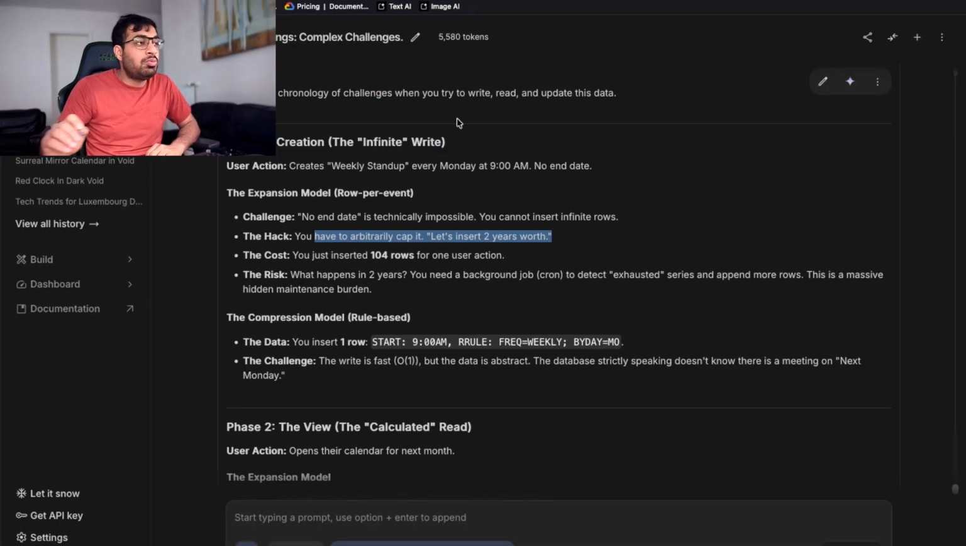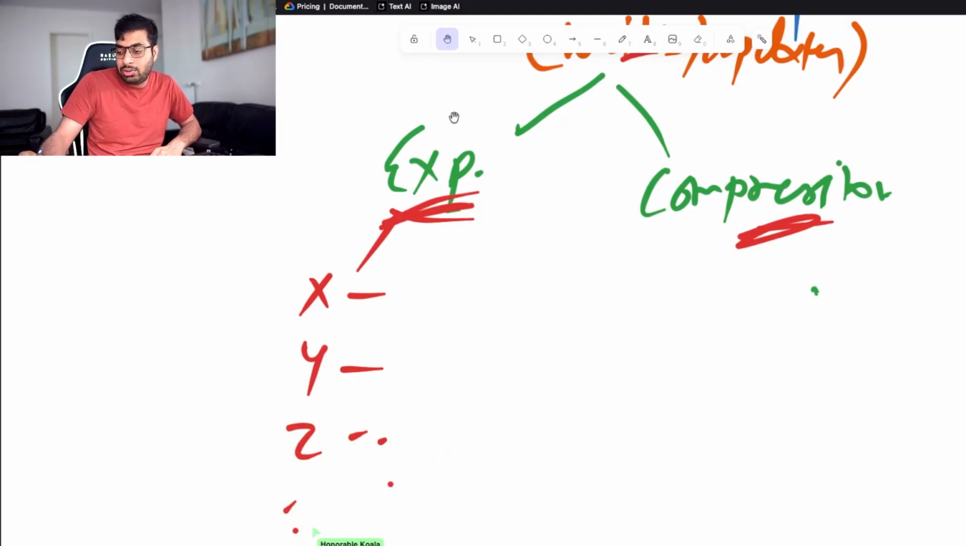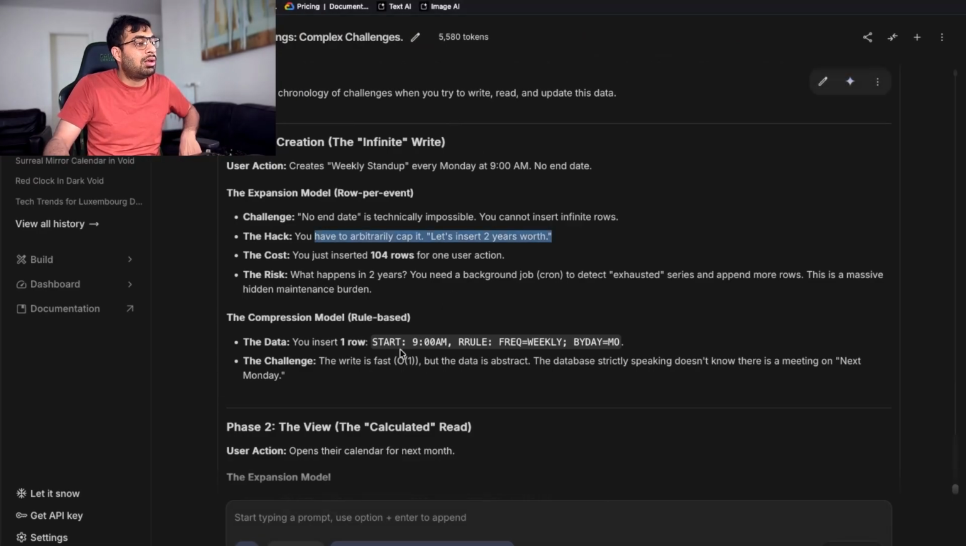There are two models of handling the writes that have been described here. One is the expansion based and one is the compression based. What happens in the expansion based model is that for every event of the series, we store an entry into the database. Like on X day, on Y day, on Z day, there is one row. And then here we store the rule into the database, which goes something like start at 9 a.m., and the rule is frequency is weekly, by day is Monday. So this is the rule that is stored in the database and it is inferred in the future processes.